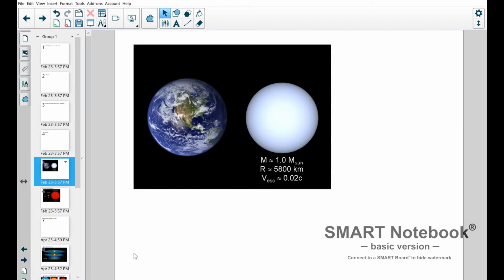So today we're going to start with a little bit of a recap of the types of stars from your HR diagram, Hertzsprung-Russell diagram, and then look at a little more of the detail around the life cycle.